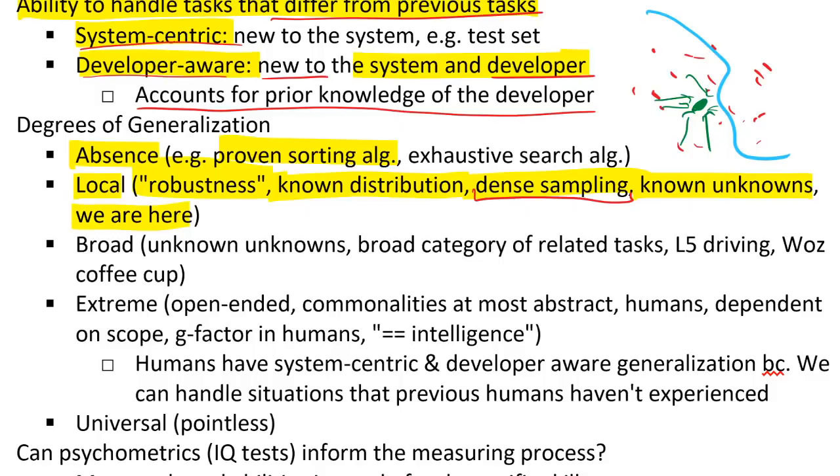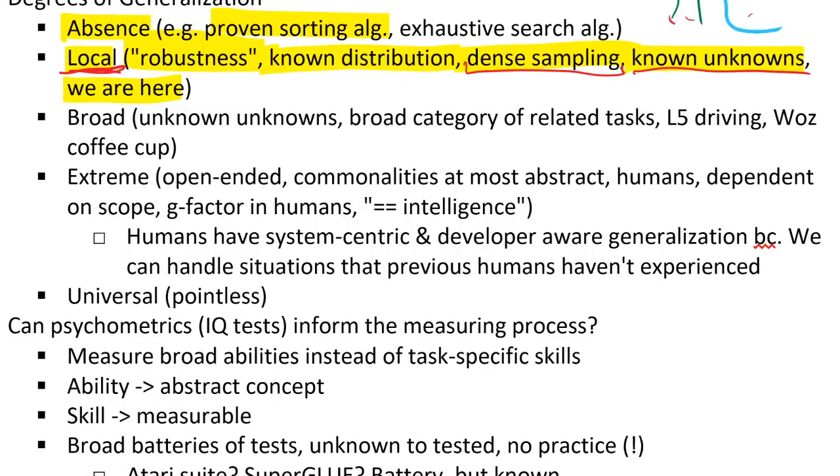And we are here in machine learning right now. We do local generalization. We know our unknowns. We know our test set. As the opposition to this is broad generalization. Broad generalization is where you don't know what you don't know. Unknown unknowns. You don't know what comes at test time, and you can't pre-build your expectations into the system. This is more akin to something like level 5 autonomous driving, where you build this car, but you don't really know what kind of situation is coming.